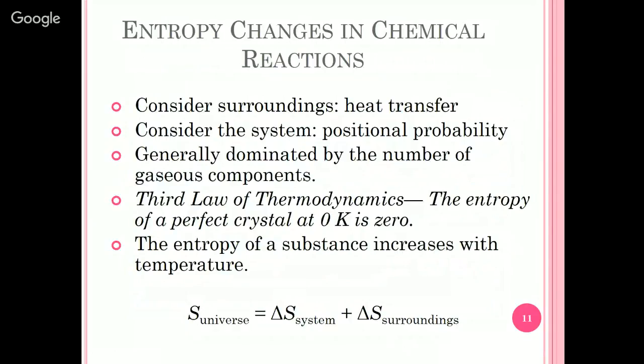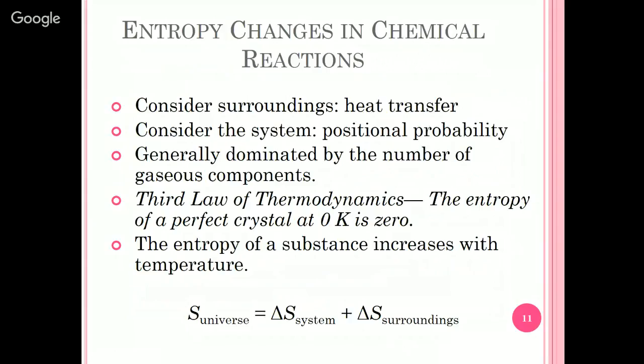So when we look at the surroundings, we look at the heat transfer. When we look at the system, we look at positional probability, or those numbers of microstates that we have possible. And entropy is generally dominated by the number of gaseous components simply because there's so much more entropy involved when we have gaseous molecules. So the third law of thermodynamics is that the entropy of a perfect crystal at 0 Kelvin is 0.